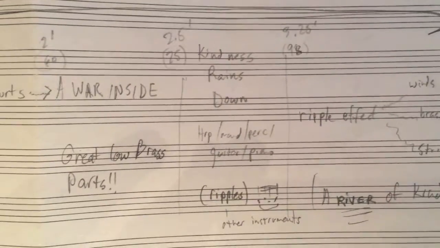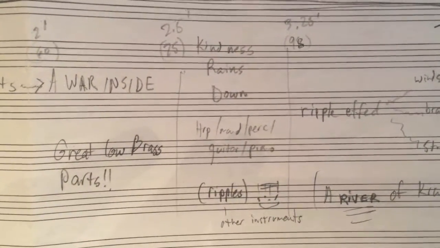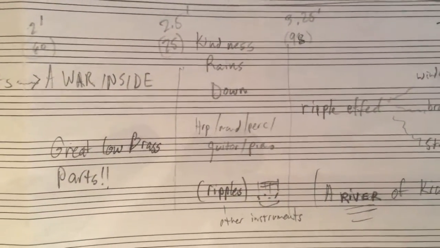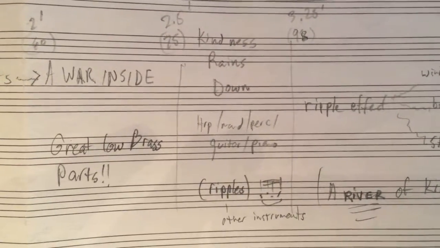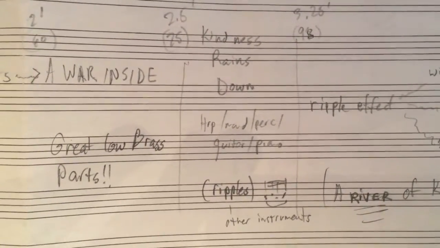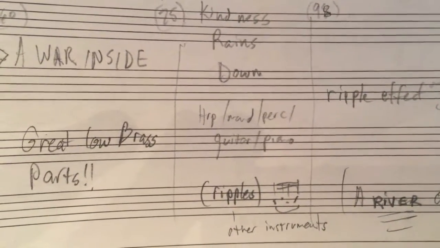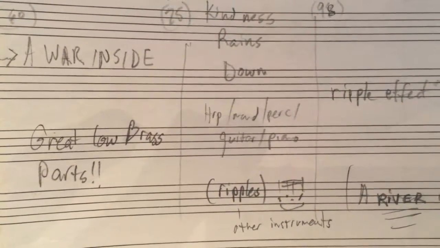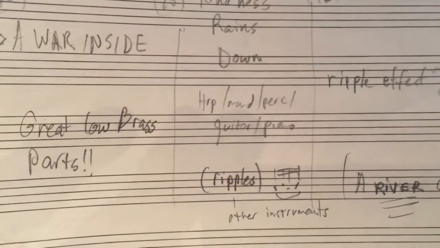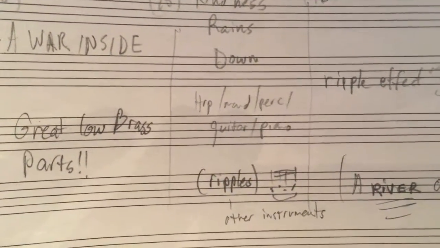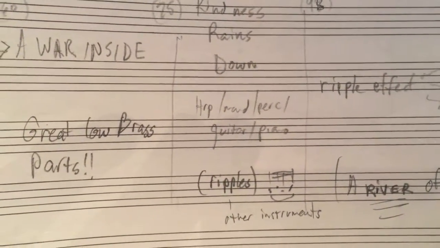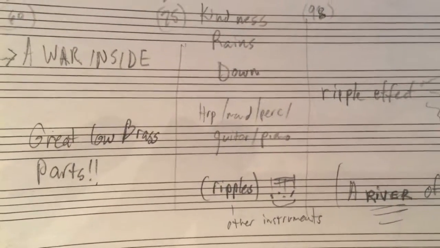In this section, we talked about making sounds that emulate rain, and I thought of some instruments that could do this really well. Possibly the harp, the mandolin, some percussion, guitar, and piano, and of course there can be some other instruments involved as well, but these instruments ring and they have a really percussive attack that reminds me of rain.